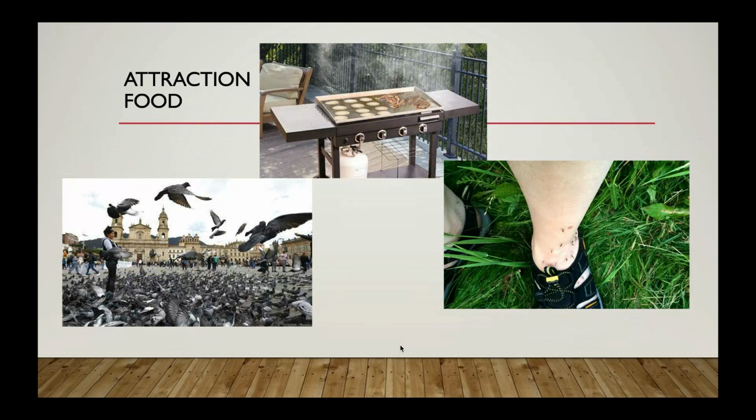The next one is food. Insects and pests will be attracted by food. And I'm not just talking about insects here, I'm talking about any form of pest. So we have to include birds, and we will also include rodents here.